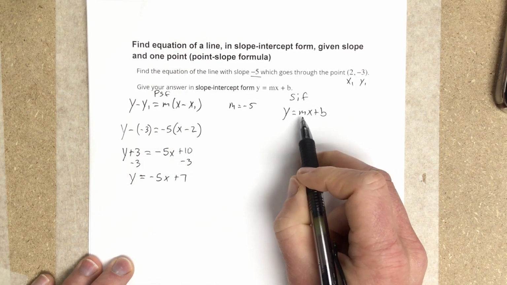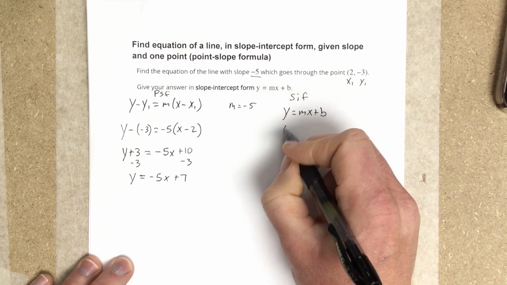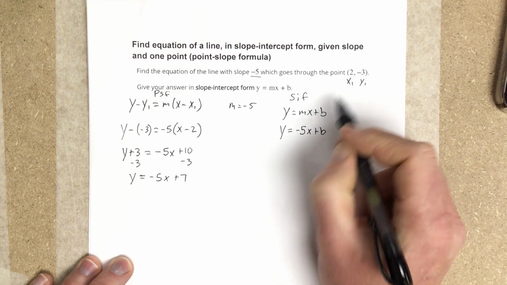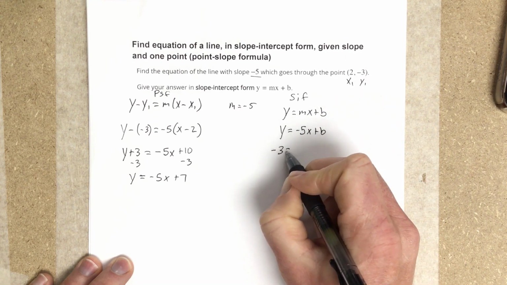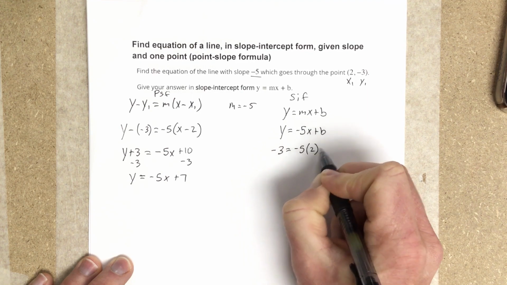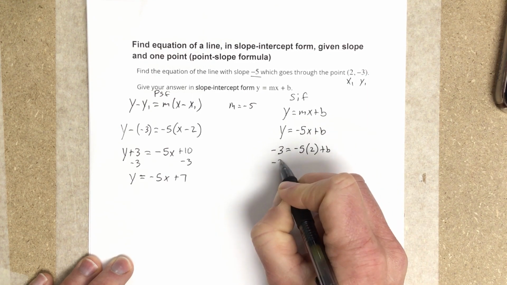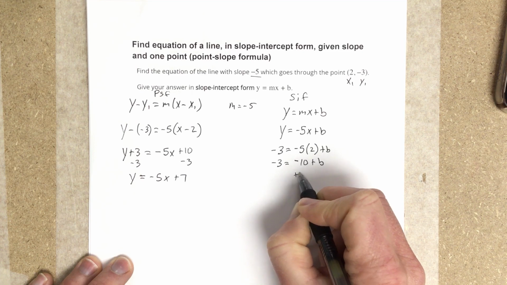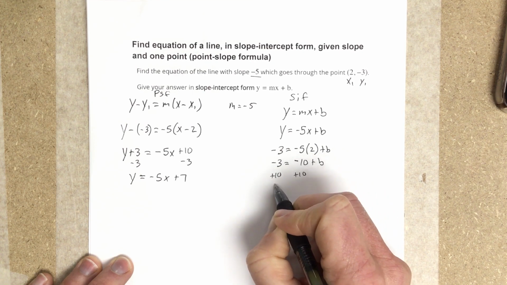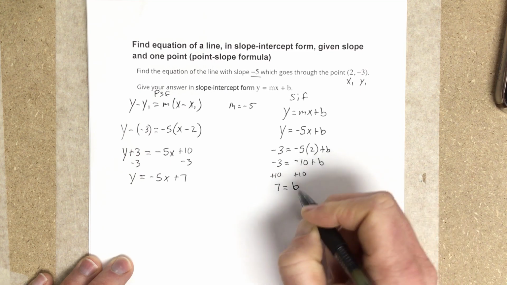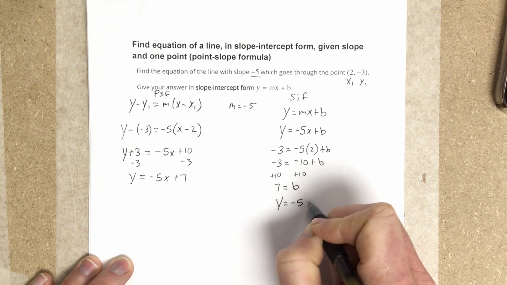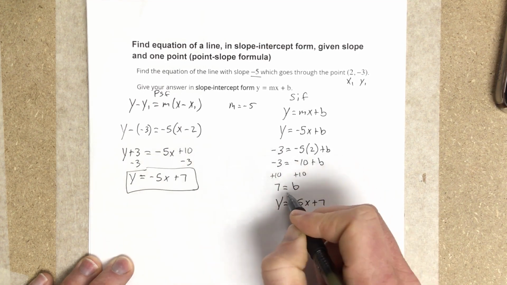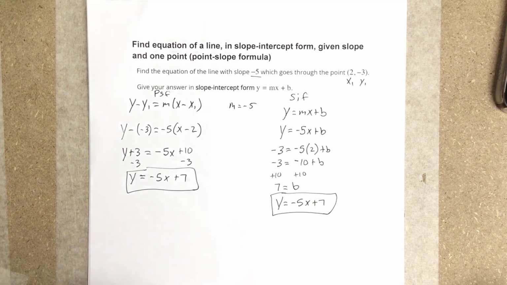Let's do the same thing but with slope-intercept form. We'll have y equals -5x plus b. Let's take x and y and substitute them in. That's -3 equals -5 times 2 plus b. We get -3 equals -10 plus b. Add 10 to both sides. 7 equals b. So we have y equals -5x plus 7. That's the two different forms that you can use to write equations.